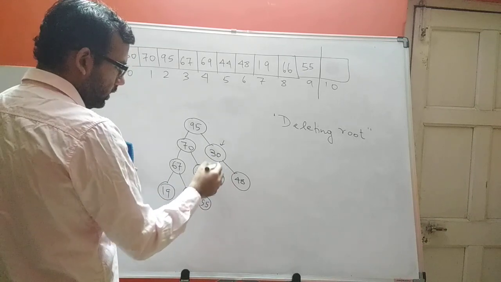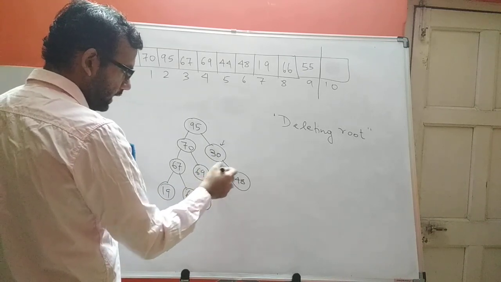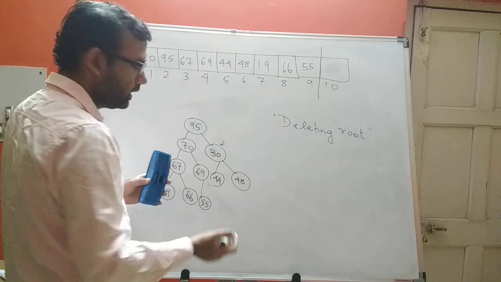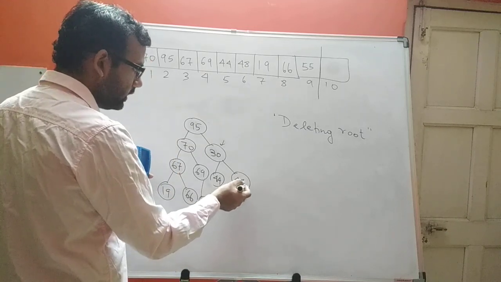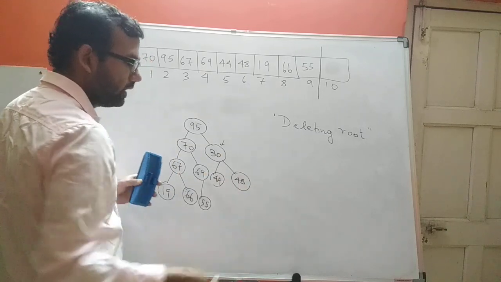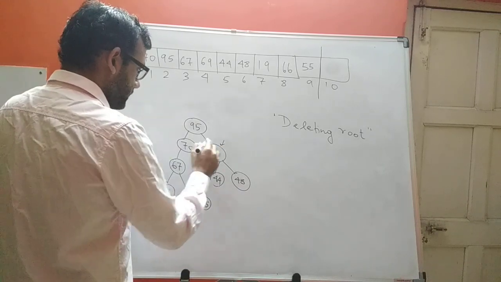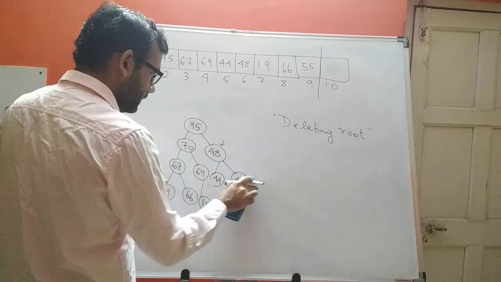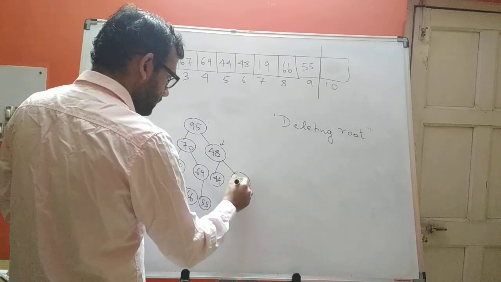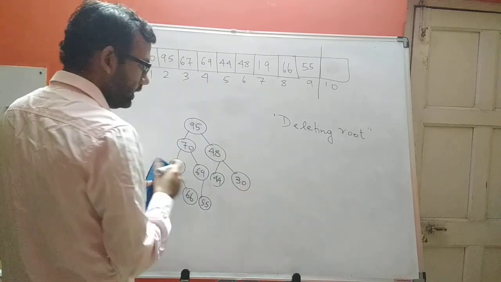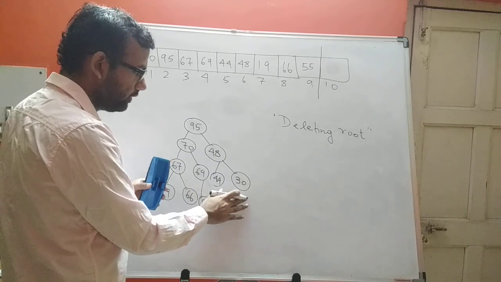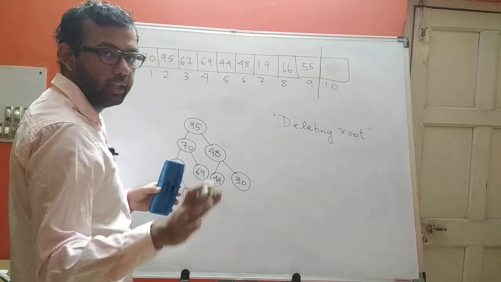Now again, I'll check. What are its two children? 44 and 48. Now out of these two, which is greater? 48 is greater. Now I'll check whether this 48 happens to be greater than 30. Yes, 48 is greater than 30. So I'll swap them. So 48 comes here and 30 goes here. Now see, I have reached a dead end. I have reached a leaf node. That means no more swapping is required.